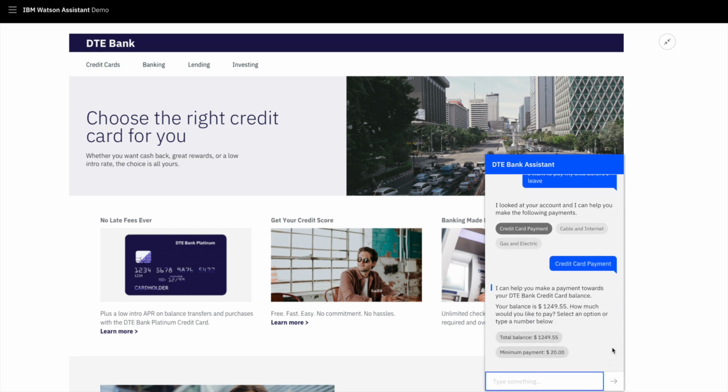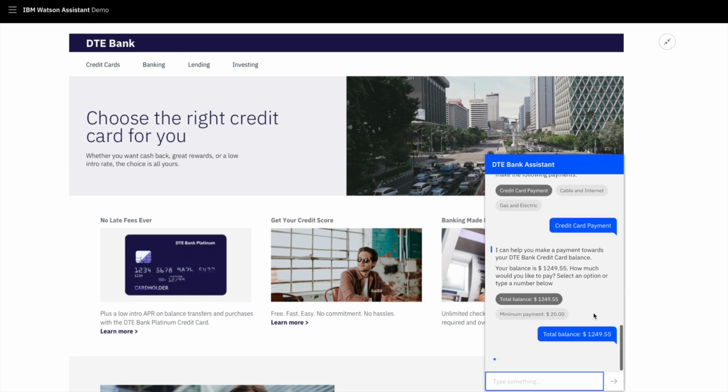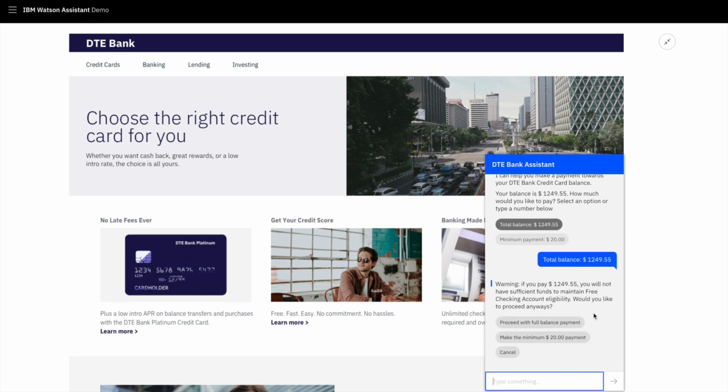Here it's showing me that my total balance on my credit card is roughly $1,250. How much would I like to pay? I'll pay the total balance. And now it's giving me a warning that if I pay the total balance, I won't have the necessary funds to maintain the free checking eligibility. Do I want to proceed anyways?